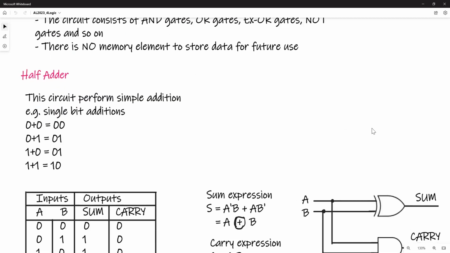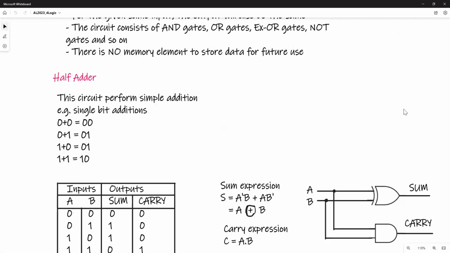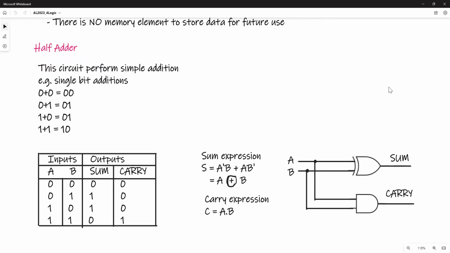Now, what do you mean by half adder? You will have two inputs, and then you will have two outputs, sum and carry. This is to represent single bit additions. When you say single bit additions, we know that we have four possibilities.